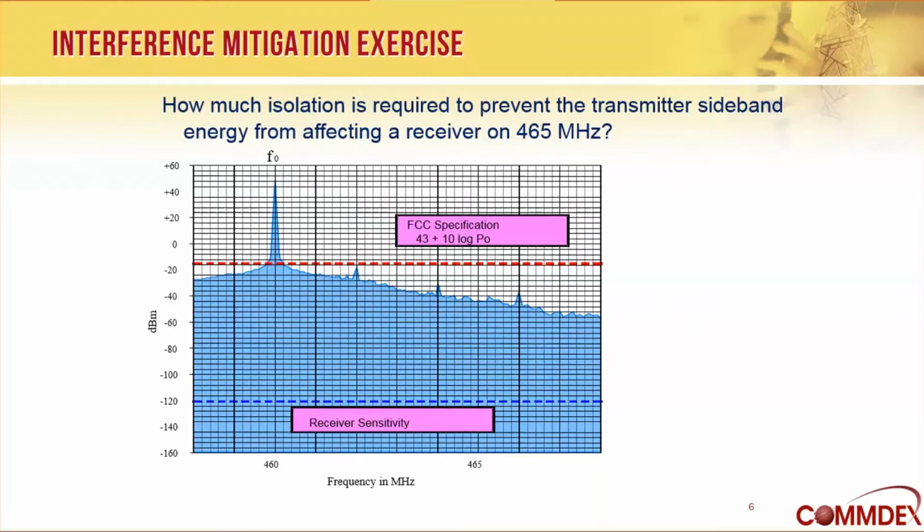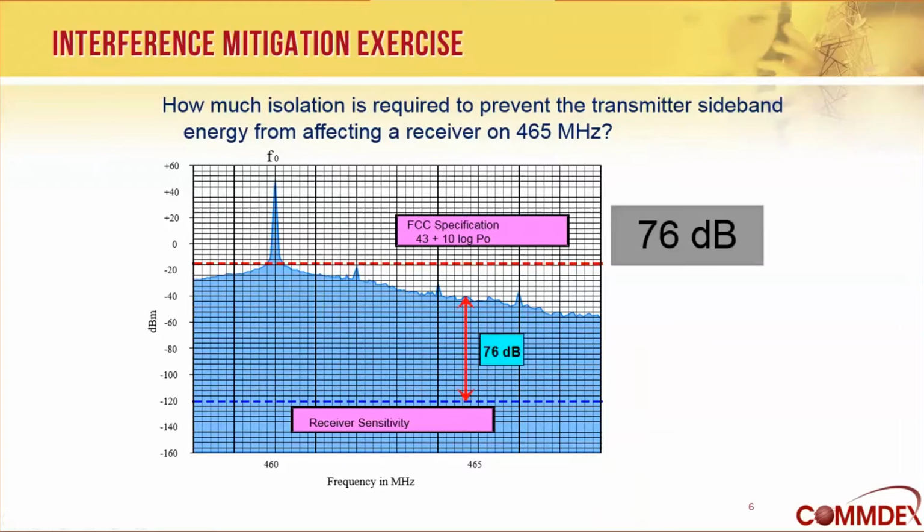So the red line is the FCC specification for power curve. The blue line below is the receiver sensitivity. So we're going to look at 465 and see how we can reduce the transmitter sideband noise energy as seen 5 megahertz away.